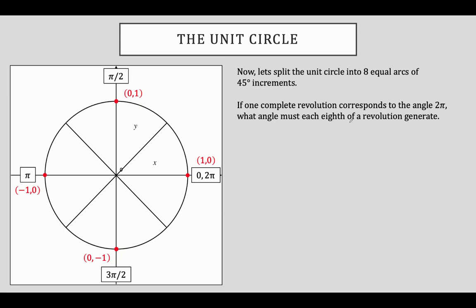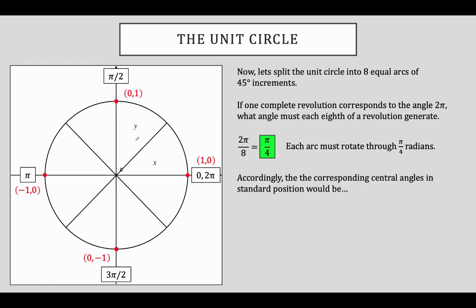Well, if I take 2 pi and we divide it up between 8 equal arcs, 2 pi divided by 8, that turns into pi over 4. That means each one of these represents an angle of pi over 4 radians. Well, what does that mean? And again, we can count it out.